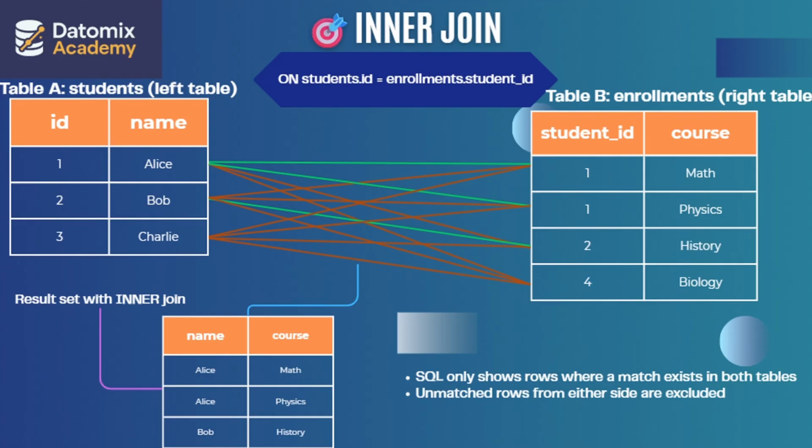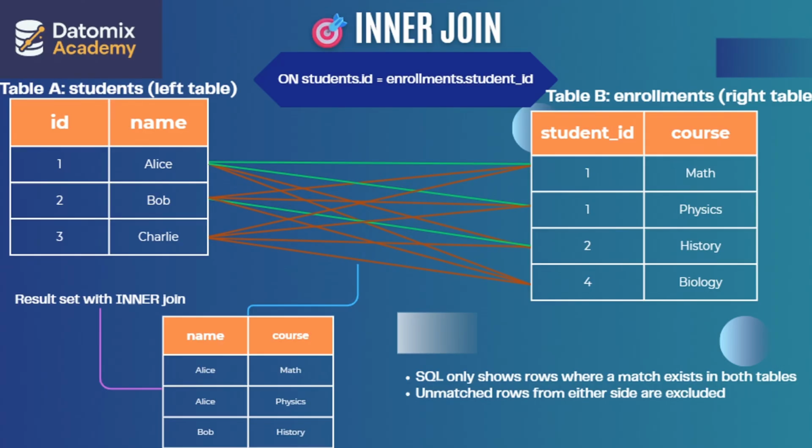And for student Charlie, who has ID 3, we do not have any enrollment as well. We do not have any student ID 3 in our enrollments table. That's why it will not be included as well. And our final result will be 2 rows for Alice, for math and physics, and 1 row for Bob, for history. What's happening here?